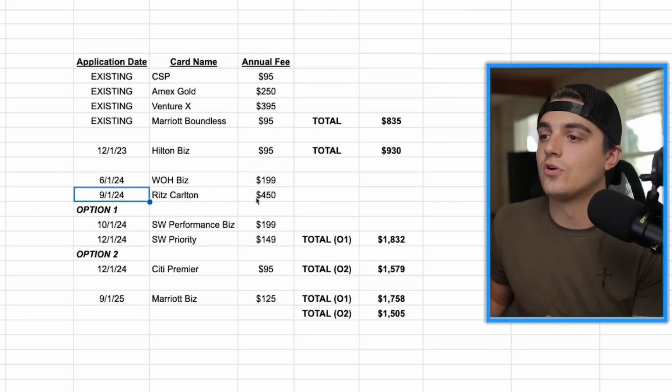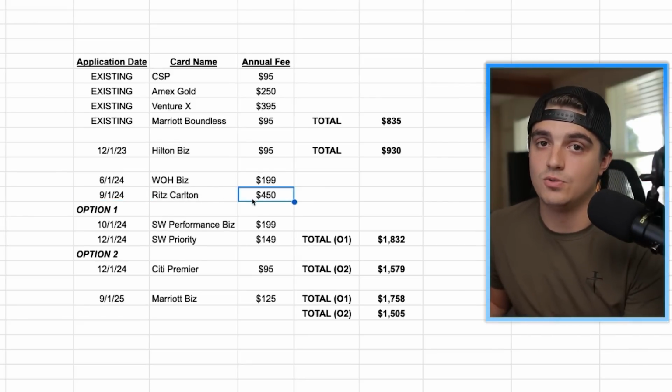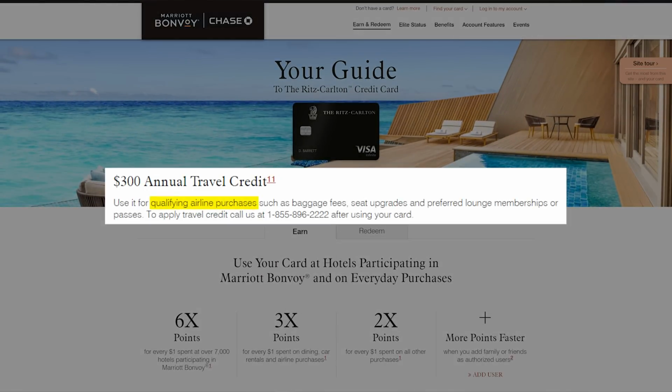Going back to the Ritz-Carlton card, I would justify this $450 annual fee pretty dang easily because you do get $300 worth of airline incidental credits, which I believe I could actually use with Southwest flights if I booked them correctly.